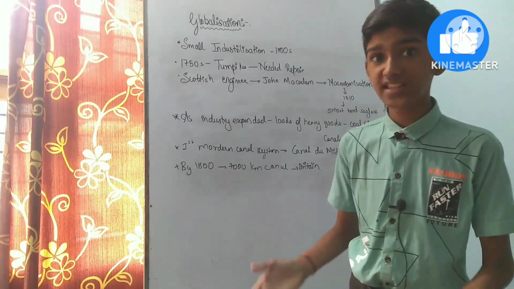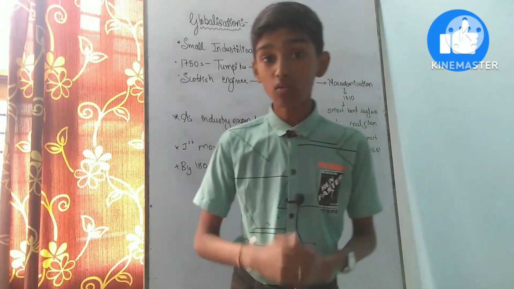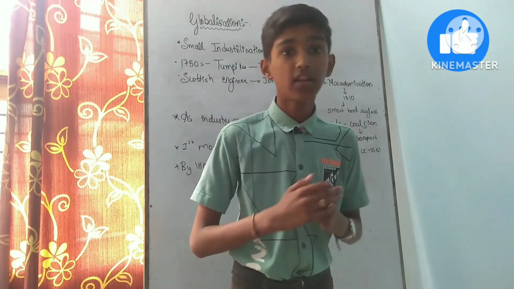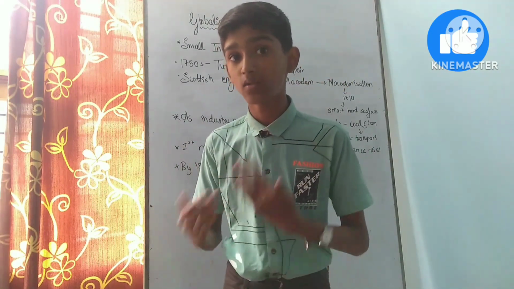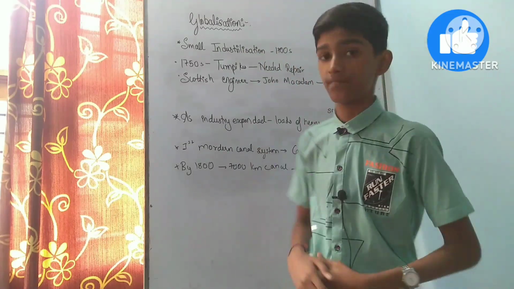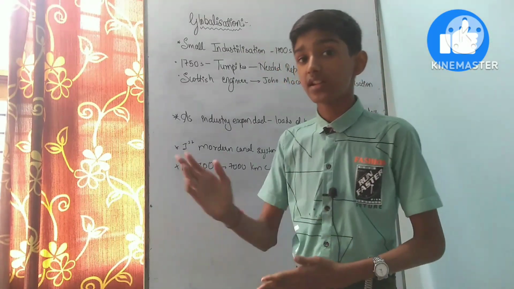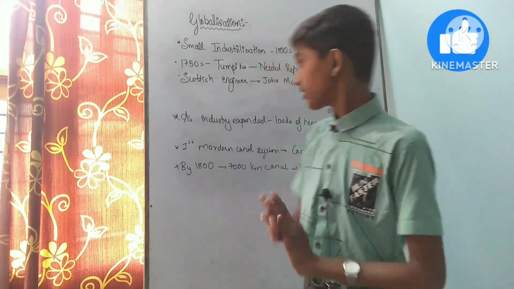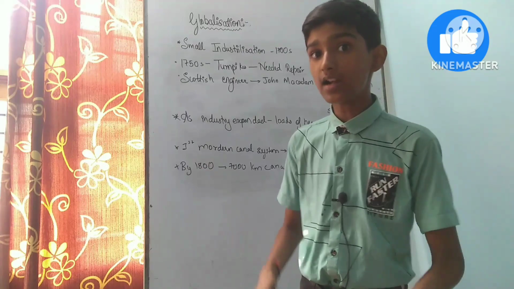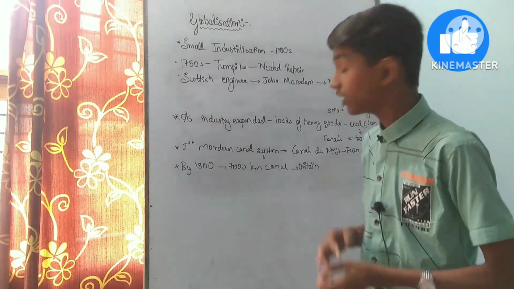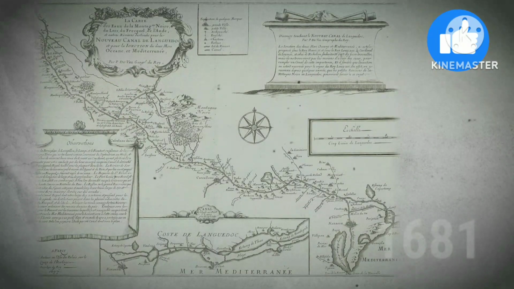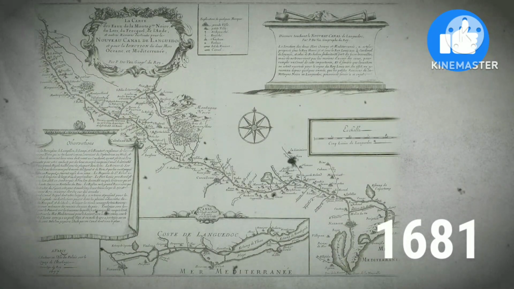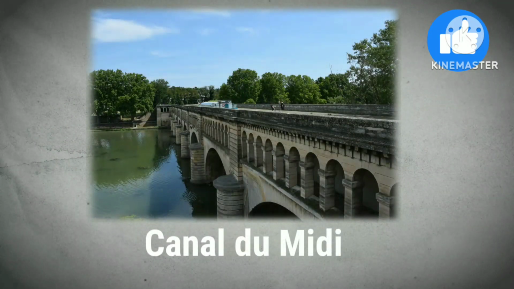Now, as the industries expanded, goods with heavy loads, such as coal and iron, needed to be transported from one place to another. But the rivers did not flow in the direction they wanted, so they dug canals instead. The first modern canal system was built in France in 1681, which is referred to as Canal du Midi, as you can see on the screen.